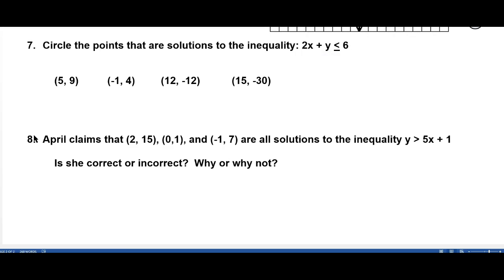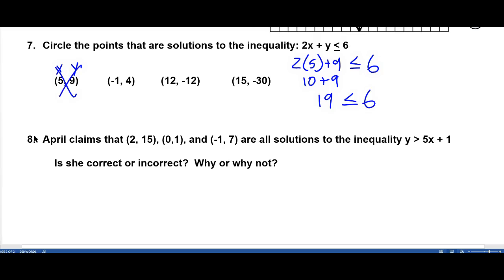So we're just going to test each point. Here, x is 5, y is 9. So 2 times 5 plus 9 is less than or equal to 6. I can already tell that's not true, but 19 is not less than or equal to 6. Not a solution there.